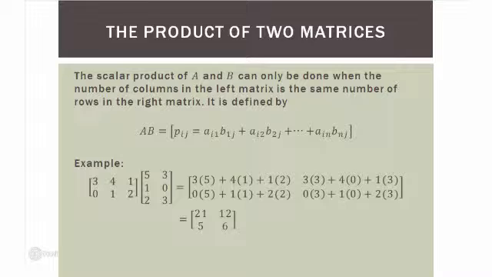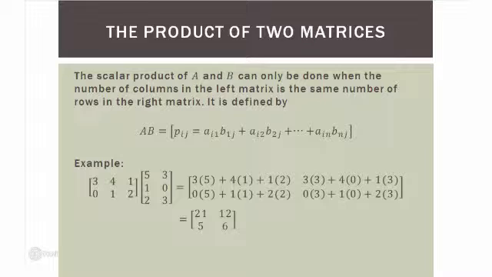So what we're going to do is go across the row of the left matrix and down the column of the right matrix. So we'll start out with 3 times 5, and then plus, we'll go over in the row to 4, and then down the column to 1. So 4 times 1 plus 1 times 2, and that'll give us our entry for the top left entry in the output matrix.